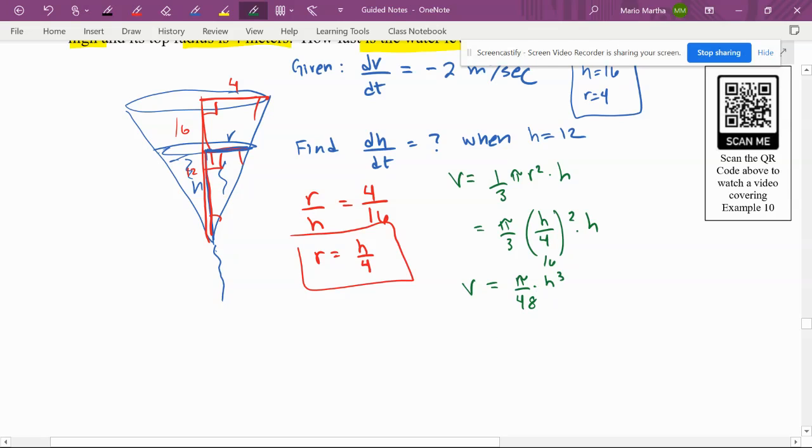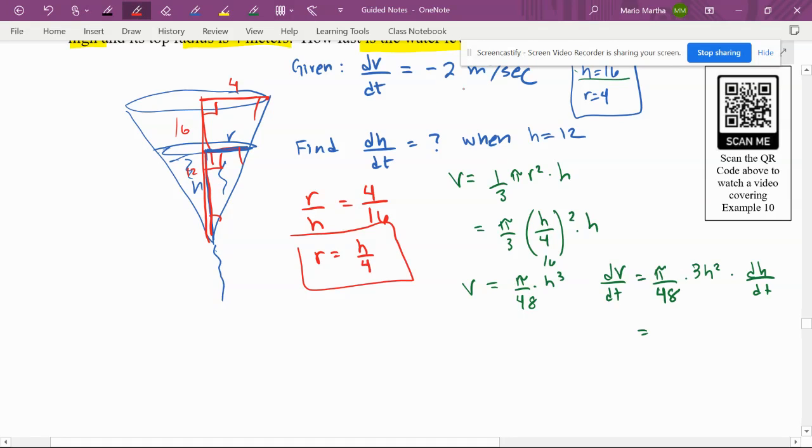That's going to give us dv dt equals pi over 48, which is our constant, times 3h squared times dh dt. And in this case, h happens to be 12 right now. So we can use that information as well. We substitute everything back in.